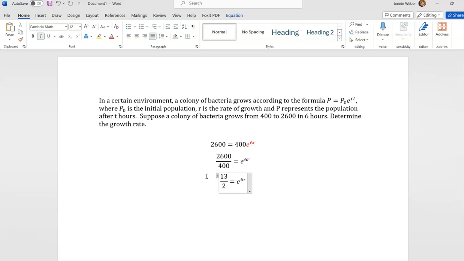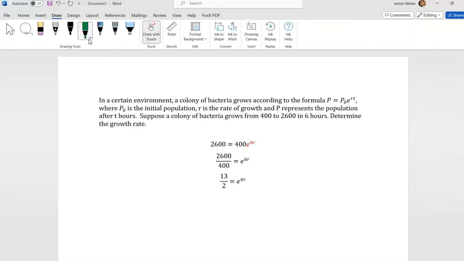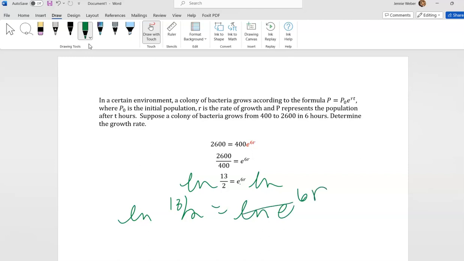Now at this point, we need to get to that R up there, right? So we need to undo it. What undoes it? Well, the log. And since this is e, I need log base e, which in this case is the ln. So I'm going to take the ln of each side. I'm going to have the ln of 13 halves equals the ln of e to the 6R. But these cancel each other out, which means I have the ln of 13 halves equals 6R.